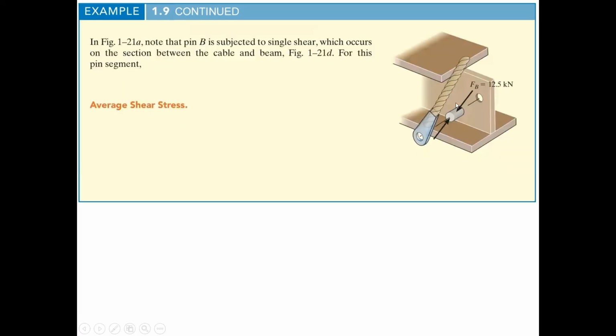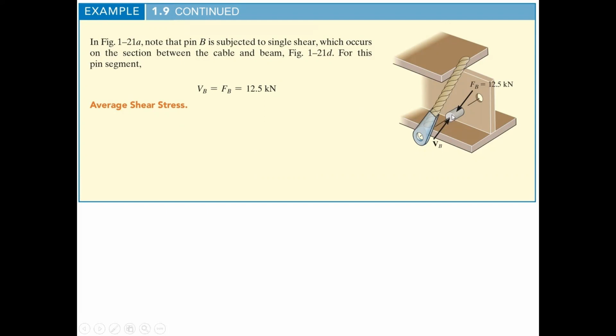Now we can go over to point B, and we see that that connection is different with the cable coming up. We have the pin going through it, and throughout the thickness of this, we're going to find this force in the cable, which is 12.5 kilonewtons. There's going to be a shear force on that pin of 12.5 kilonewtons as well. So with this situation, we have what's called a single shear connection, and we do not divide anything by 2. There's only one shear plane for this particular problem.